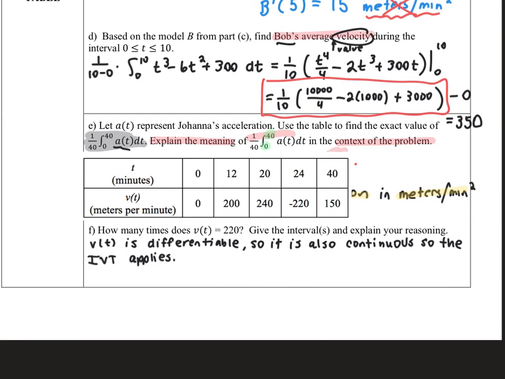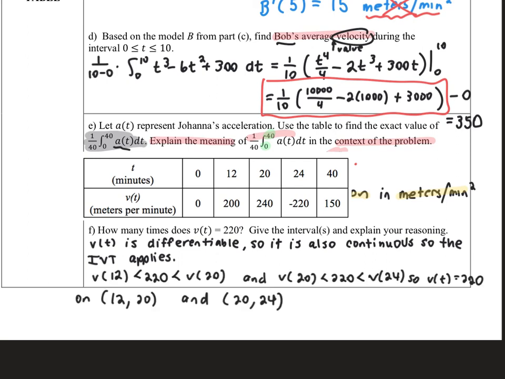And again, when I move from a velocity of 240 to a negative 220, once again, I have to bypass that 220. So that's 2 times that I'm going to hit a velocity of 220. I use an inequality to represent that 220 is in between v of 12 and v of 20. Therefore, I know v of t equals 220 on that interval. And also 220 is between v of 20 and v of 24 in this region of my table. Therefore, I know I'm going to hit that 220 on that time interval from 20 to 24. And also make sure you answer the question. I want to know how many times, so I'm going to say 2 times. And that completes this problem.